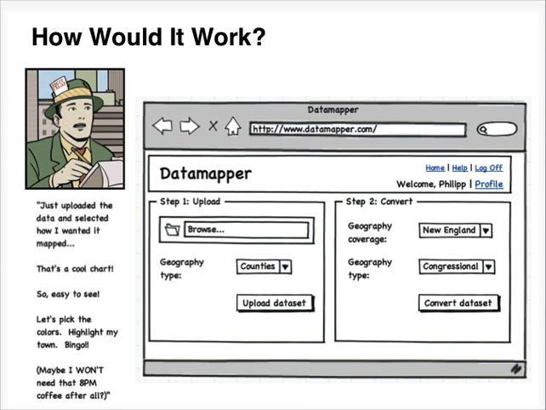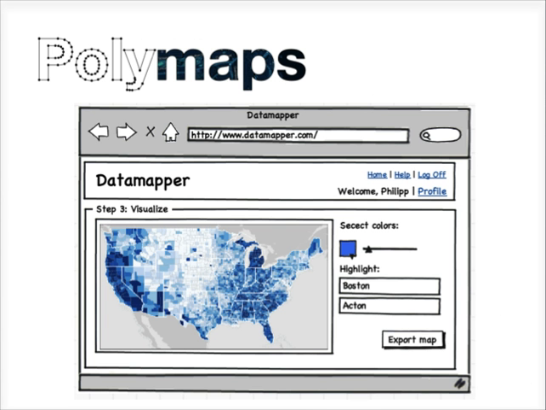Now, how would this work? Well, with Datamapper, journalists would be able to upload a data set, convert it to, let's say, look at it in terms of congressional district rather than counties, and then be able to beautifully visualize it and embed it into their article.